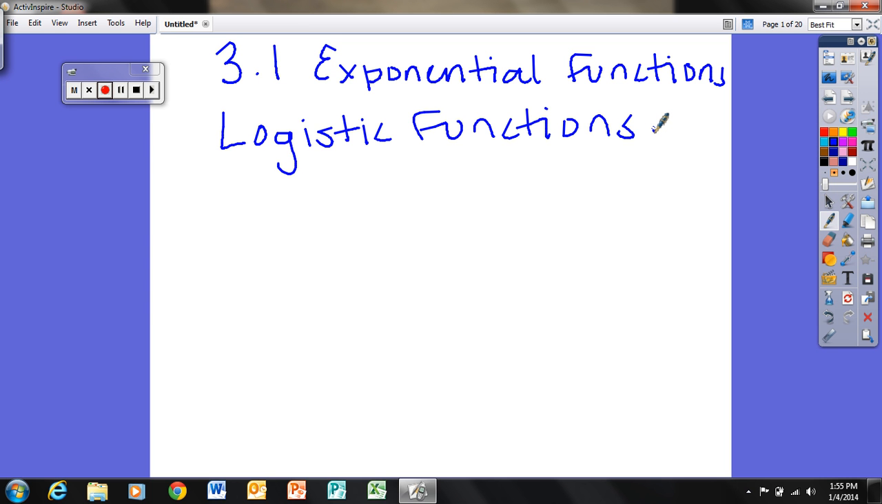So to start this section, we're going to talk about an exponential function first, and exponential functions are always written in the form f of x equals a times b to the x. So this is a little bit different than we've seen before. We're used to seeing variables in the equation itself. This time the variable is the exponent. A is always non-zero, and b is always positive, and b is never equal to 1.